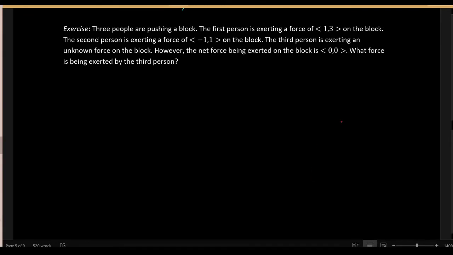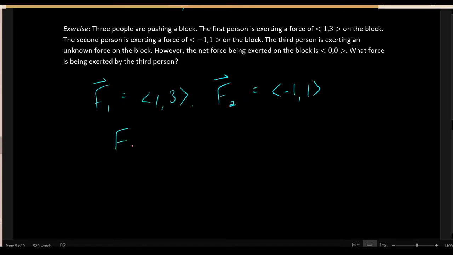3 people this time are pushing a block. Now the first person is exerting a force which can be expressed in components as 1, 3. The second person is exerting a force which can be expressed as minus 1, 1. But who knows what this third person is doing? They're exerting an unknown force on the block. So I will just call their force vector angle bracket A, comma B.